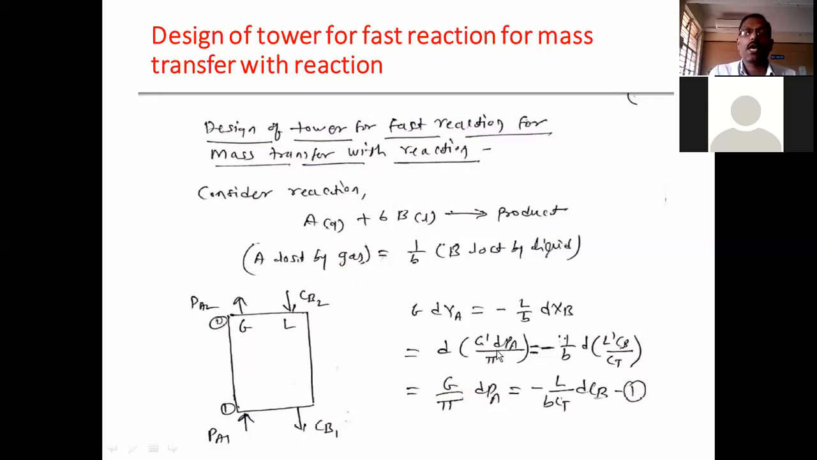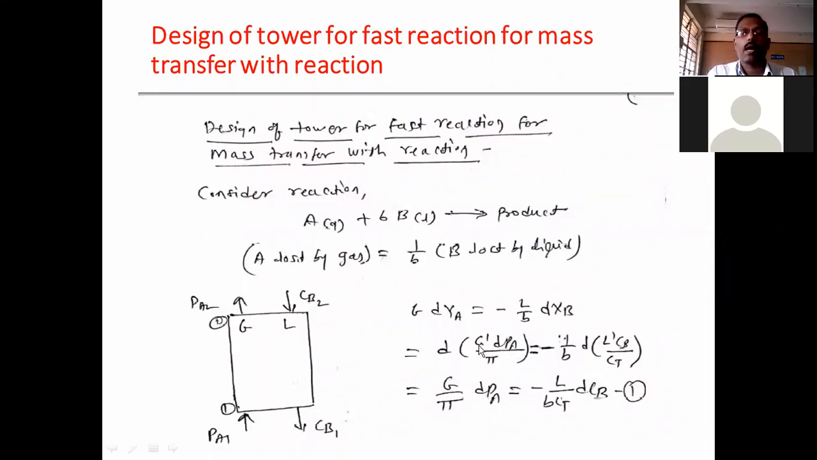So we write, as you have seen earlier, G dash into dPA upon pi, which is equal to minus 1 upon b into d of L dash into CB upon CT, correct? This ratio is XB, and this ratio P upon pi is Y.